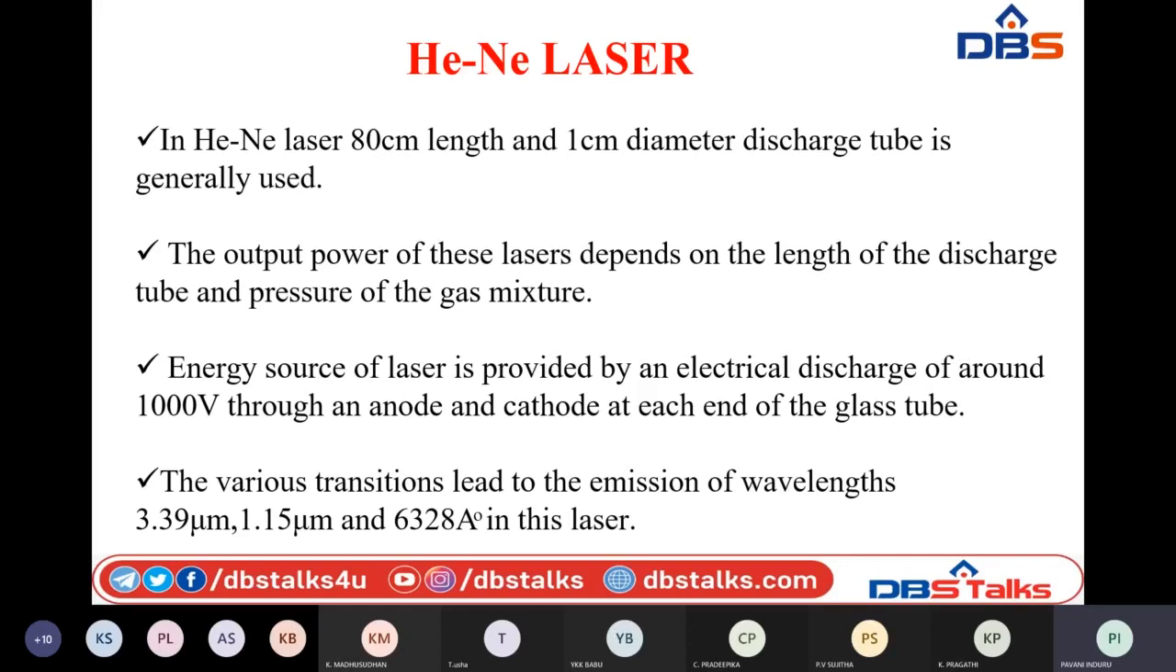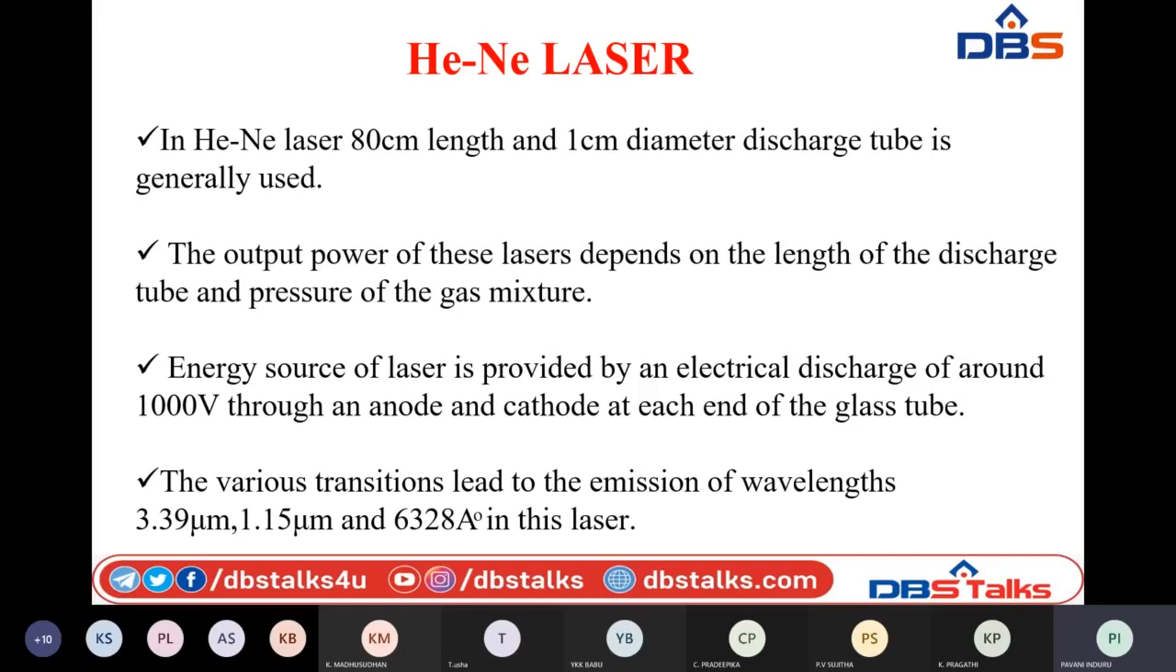The power of this laser depends upon the length of the discharge tube and the pressure of the gas we use inside the discharge tube. That means how the active medium is functioning and the length of the discharge tube will give us the amount of light that is coming out of the laser.